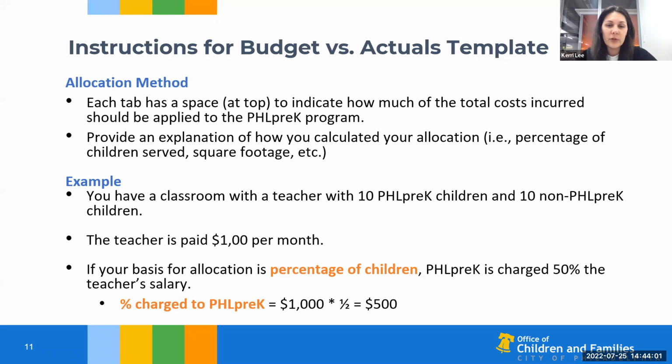If you have a classroom with a teacher with a total of 20 children, 10 are PHLpreK children and 10 are non-PHLpreK children, and that teacher is paid $1,000 per month. If your basis for allocation is percentage of children, PHLpreK is charged 50% of the teacher's salary because 10 of that 20 total children are PHLpreK children. So you charge half of the teacher's salary.